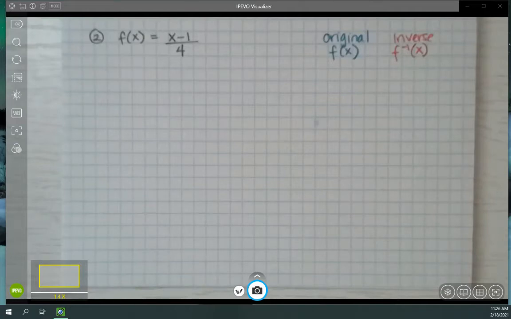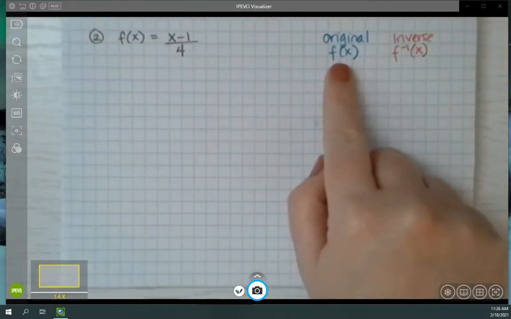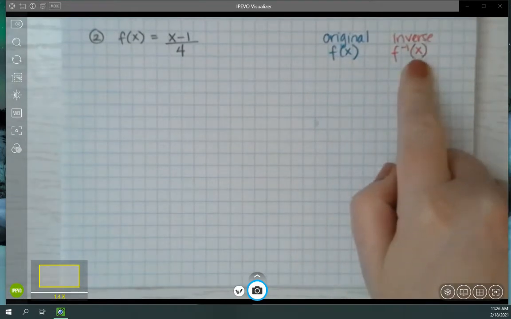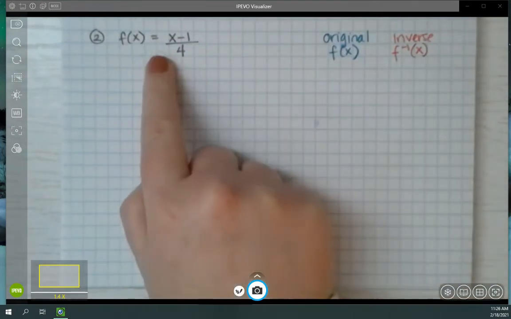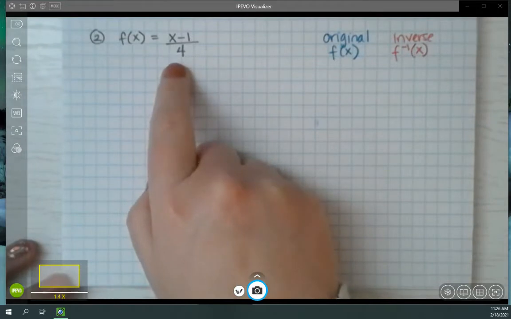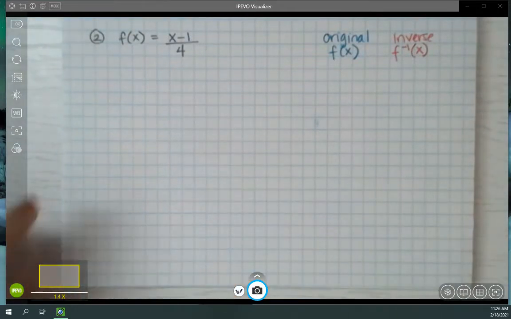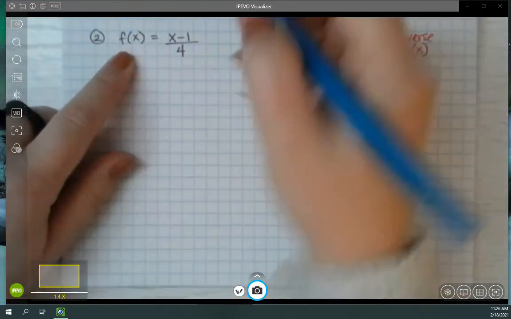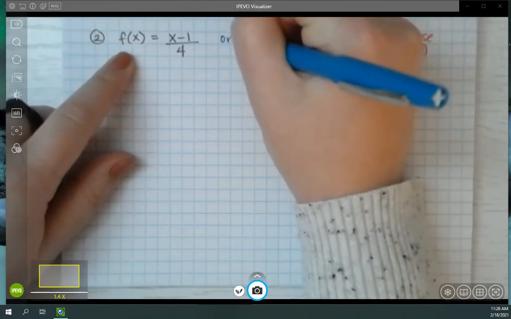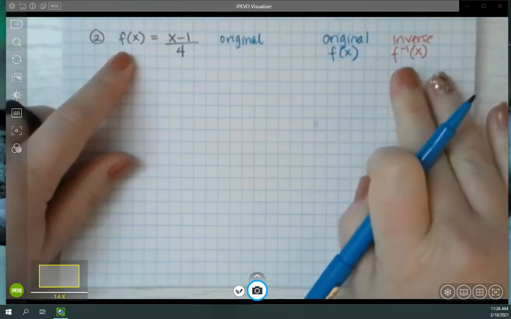In this video, we are going to take the original function and find the inverse function. In example 2, we have f of x is equal to (x minus 1) over 4. Looking at my notation, this is the original function. My goal is to find the inverse.